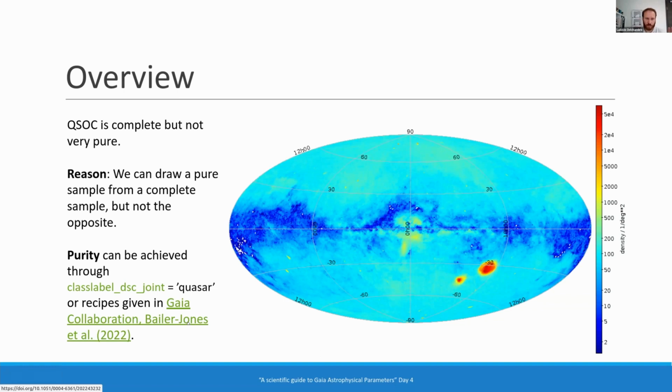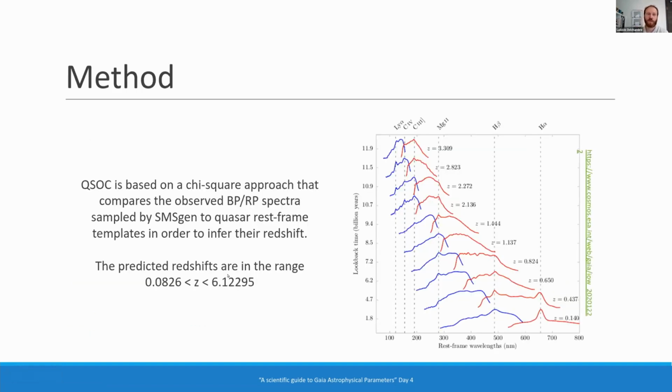So basically, QSOC is not doing classification. This is not the goal of this presentation. This is only regarding the redshift determination. So how is QSOC working? QSOC is based on a chi-square approach that compares the observed spectra, for example set to rest frame as we see in the right plot, against a quasar template in order to derive the redshift.